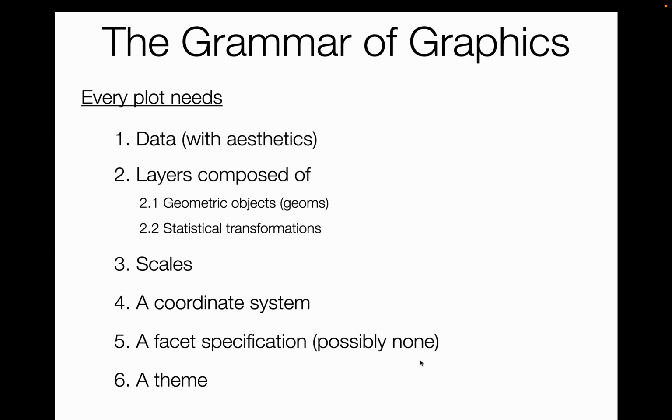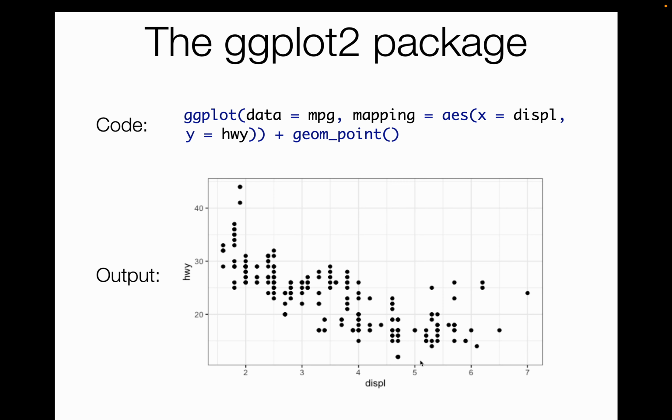Basically, if you want a number of colors, you need to say what kind of color scale do I want? A coordinate system. So are you using the regular Cartesian coordinate system or not? A facet specification and a theme. Okay, so we'll get through there. Okay, so here are the basics of ggplot2.